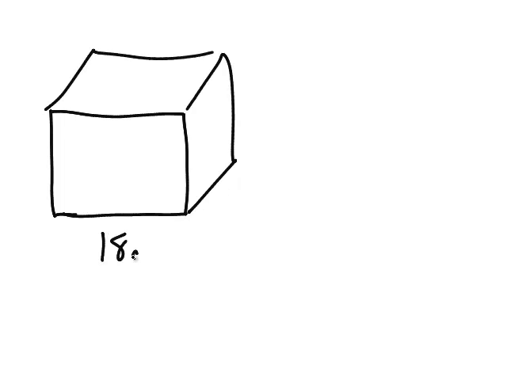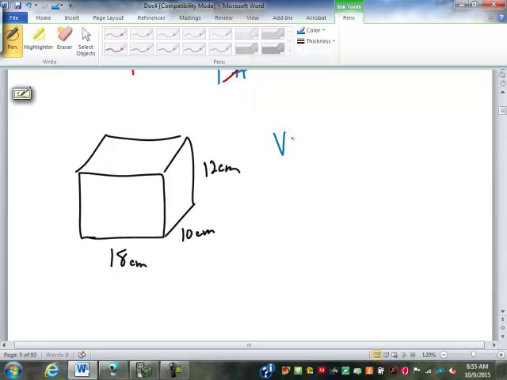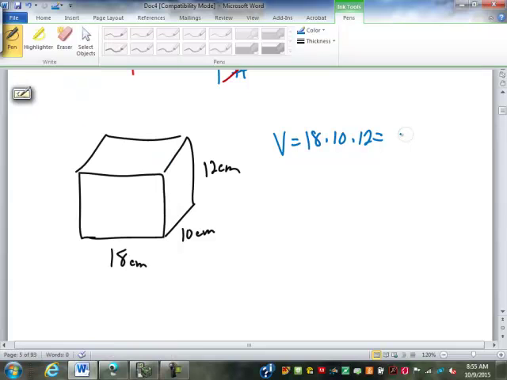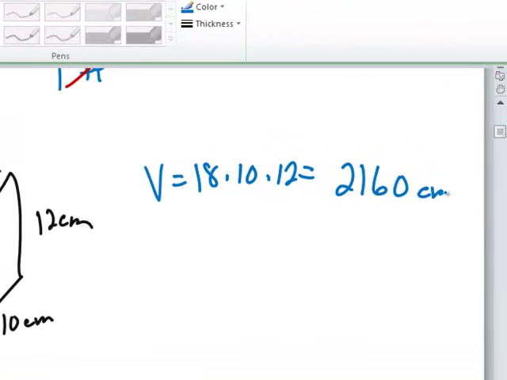So if this were done in metric, let's say that this is 18 centimeters, 10 centimeters, and 12 centimeters. Now I want to take the shortcut. I'm just going to do the volume of 18 times 10 times 12, just to get it done with. So you get a volume of 2,160 centimeters cubed.